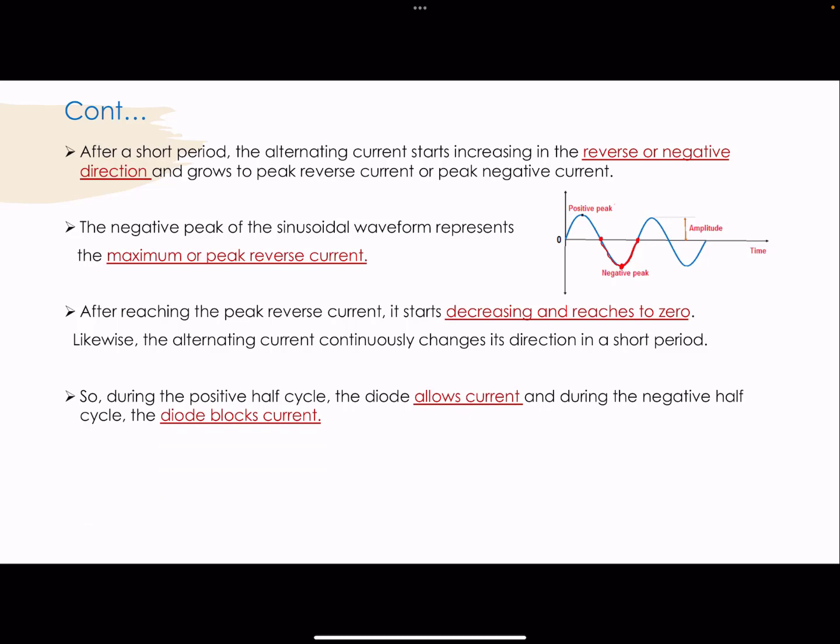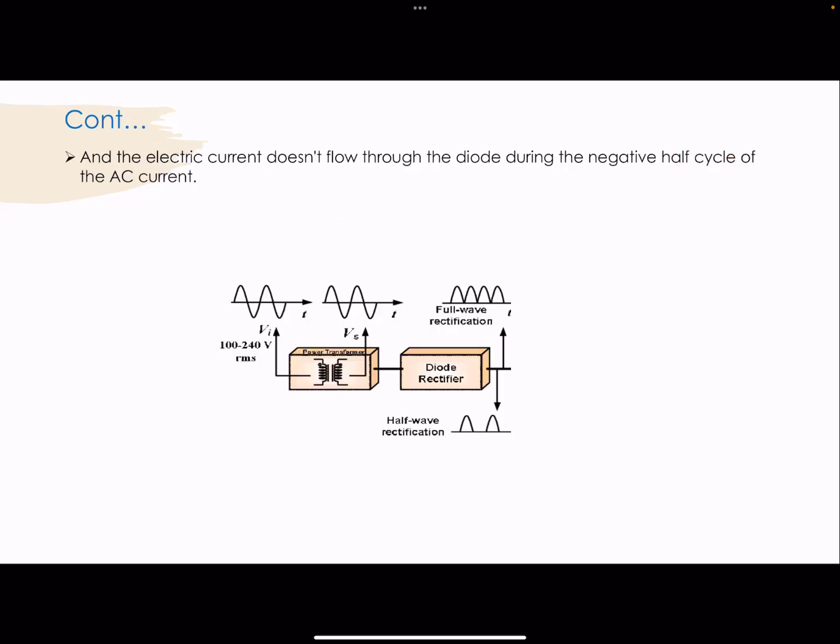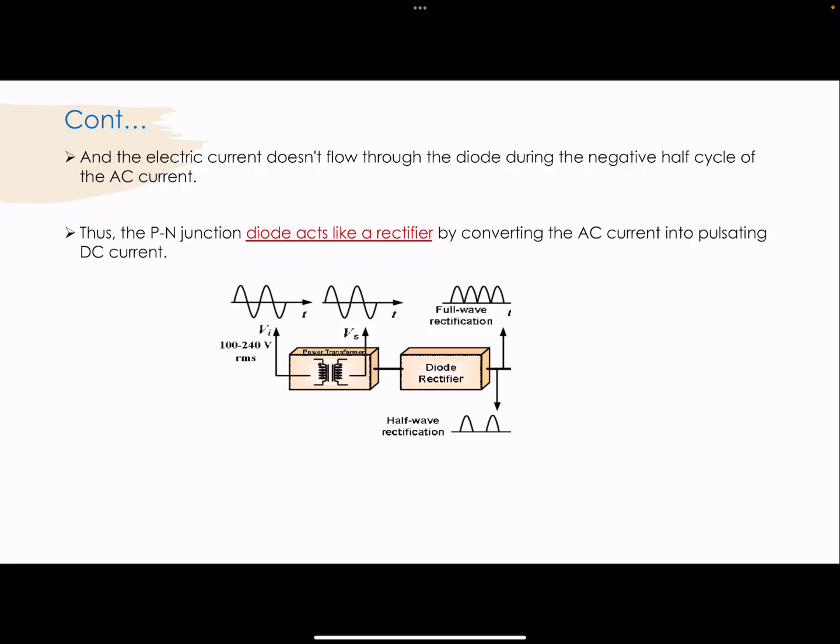So that's why during the positive half cycle, the diode allows the current, and during the negative half cycle, the diode blocks the current. Thus, the electric current flows through the diode only during the positive half cycle of the AC current, and the electric current doesn't flow through the diode during the negative half cycle of the AC current. So finally, the PN junction diode acts as a rectifier by converting the AC current into the pulsating DC current. So this is how the PN junction diode acts as a rectifier for converting the AC current into the pulsating DC current.